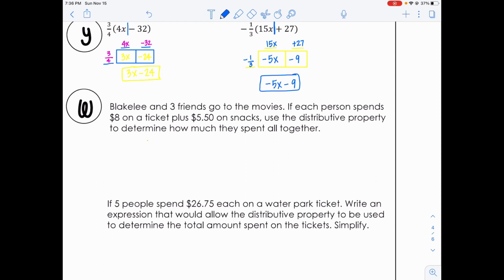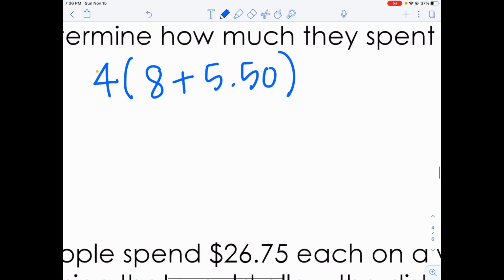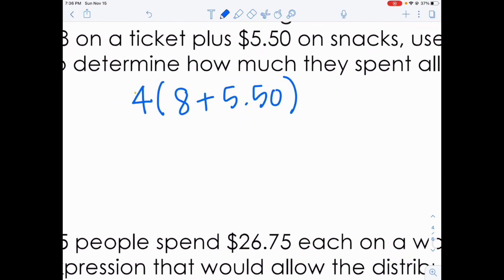Blakely and 3 friends. So if it is Blakely and 3 of their friends, that would be 4 people total. So 4 is what goes in front of the parentheses. Now, each person is spending the same amount of money on things. So they spend $8 on a ticket, plus they spend $5.50 on snacks. So there's my expression. And now we're going to use the distributive property to find out how much they all spent together.